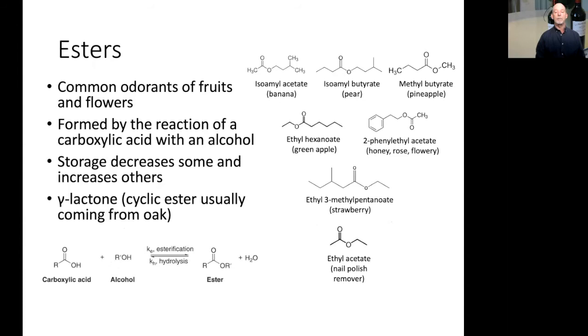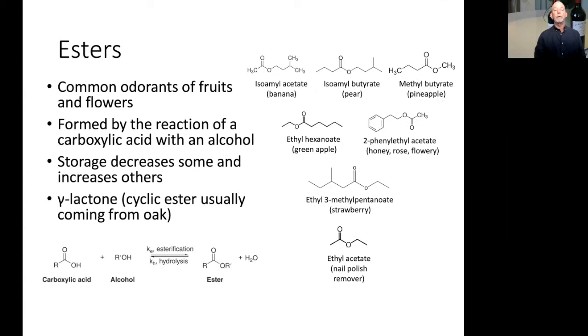We have another class of compounds called esters. These are the compounds that you would smell in flowers, perfumes perhaps, or fruits. So these are very common characteristics of the odors representing banana or rose or any other kinds of things that you can think of. Such compounds are labeled here as isoamyl acetate, which is the main component in banana, isoamyl butyrate, which is the main component in pear, or methyl butyrate, which is pineapple aroma.